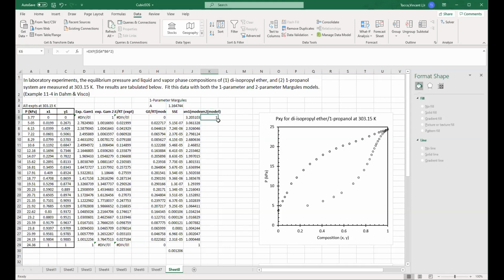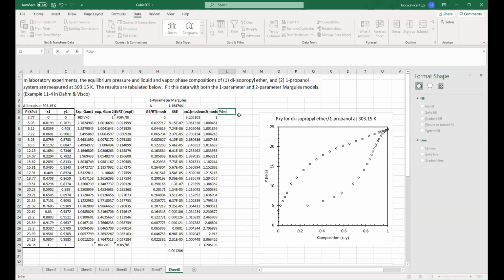Now notice that the activity coefficients, once again, are not constant with respect to composition. They are changing as I change my composition. Now that I have gamma 1 and gamma 2, I can do the dew point curve and the bubble point curve. So I'm going to have two other columns for P dew and P bubble.